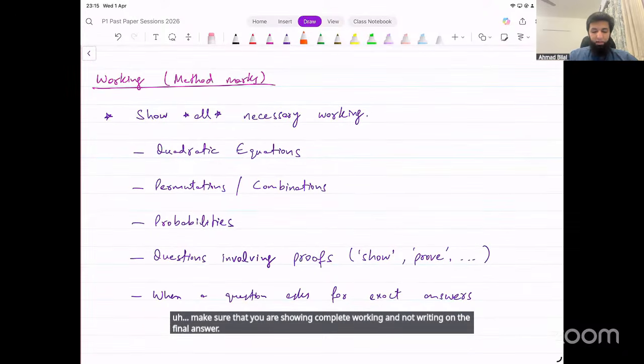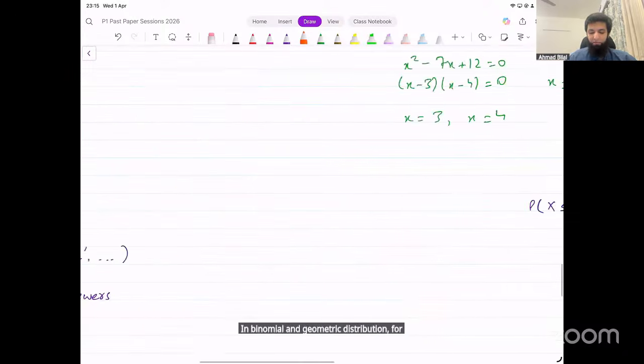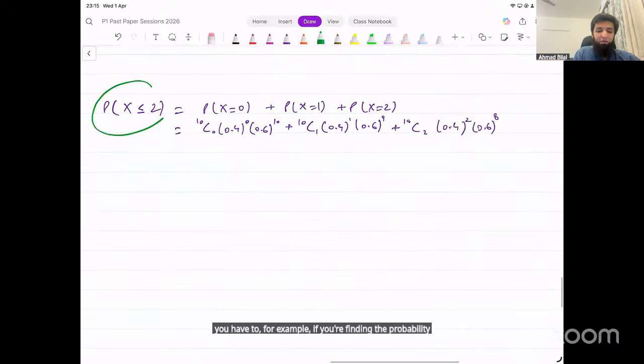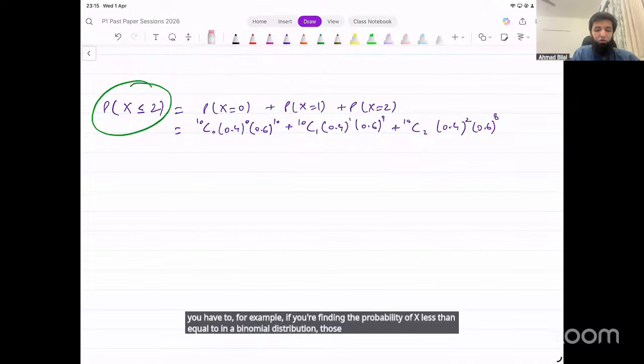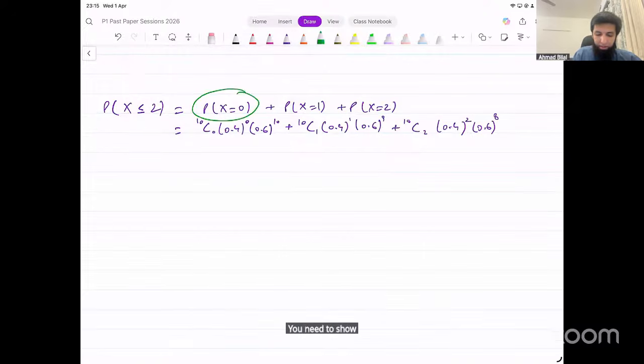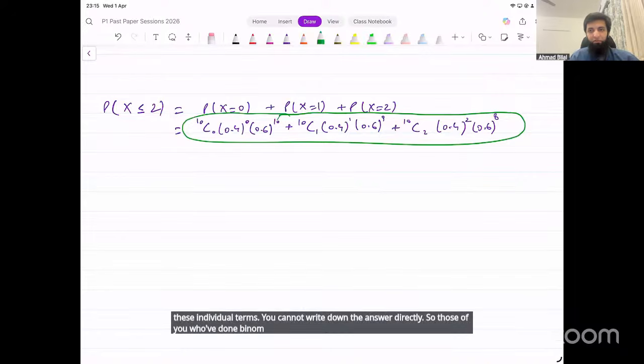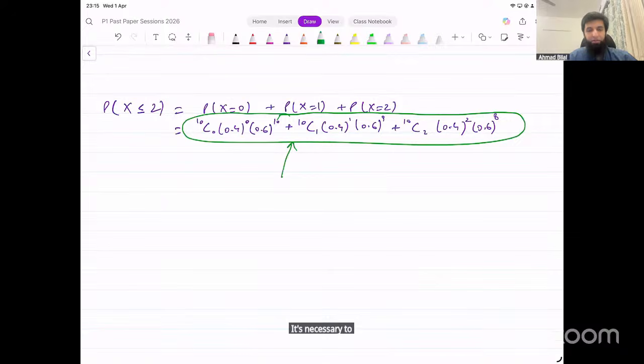In binomial and geometric distribution, for example, in S1 again, if you're finding the probability of x less than or equal to 2 in a binomial distribution, those of you who do S1, you need to show these individual terms. You cannot write down the answer directly. So those of you who have done binomial distribution will be familiar with this. It's necessary to show all of these terms. You cannot write down the answer. You'll not get marks for that if you do that.